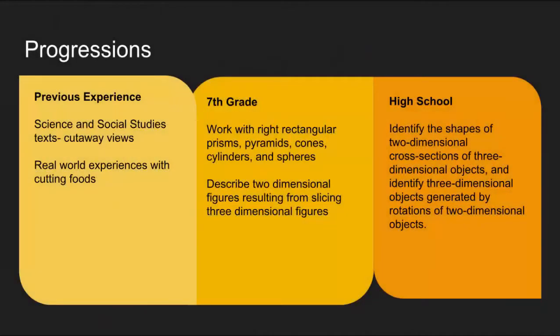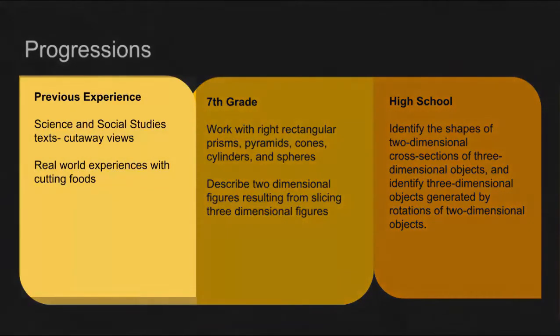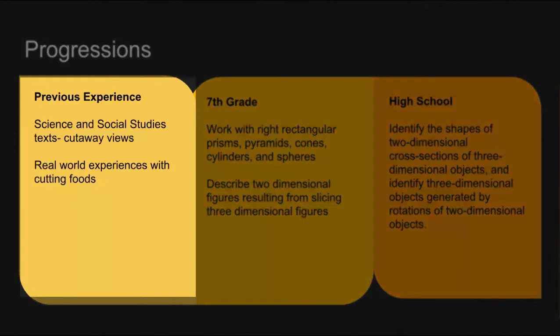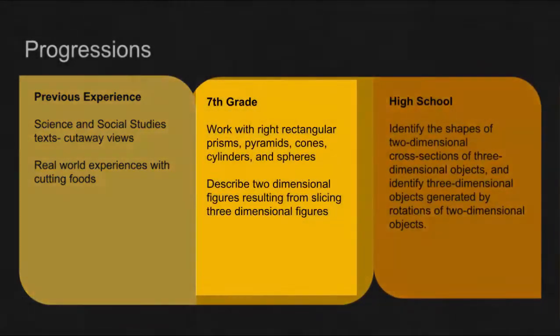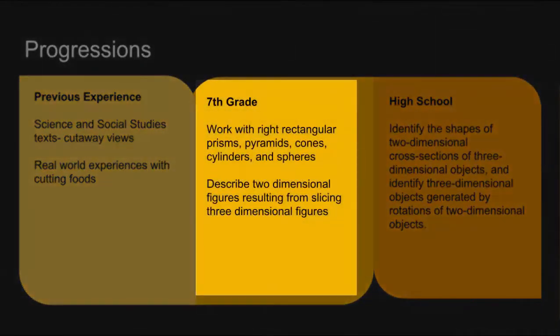Although students have not formally been introduced to cross-sections, they have seen them within science and social studies texts, often referred to as cutaway views. Many students have cut foods which produce cross-sections. In 7th grade, students slice three-dimensional shapes such as right rectangular prisms and pyramids, cones, cylinders, and spheres to reveal two-dimensional shapes referred to as cross-sections.